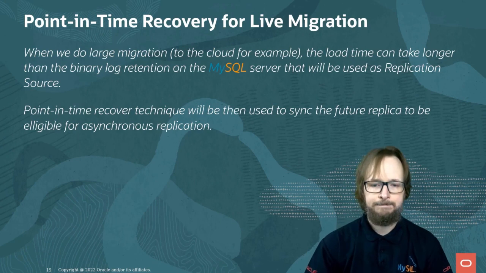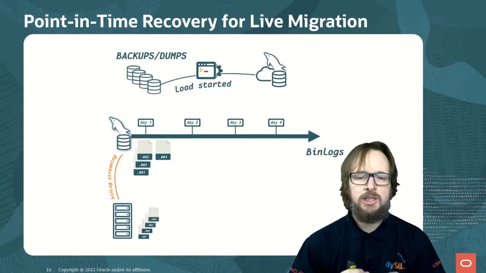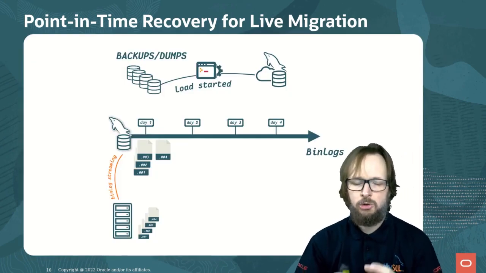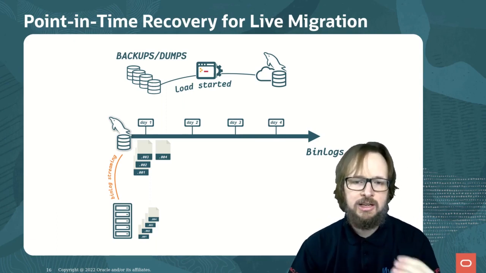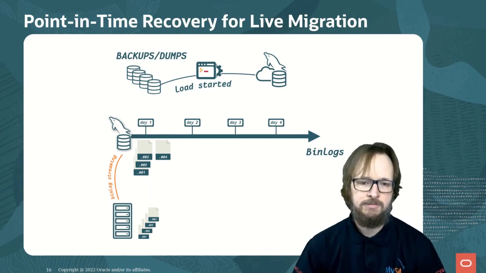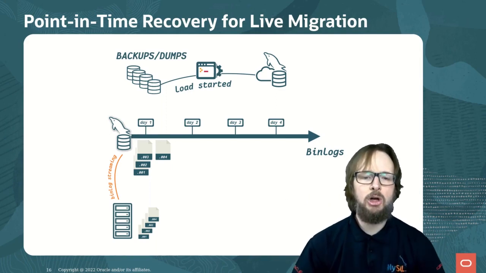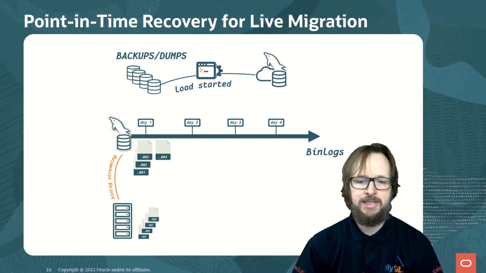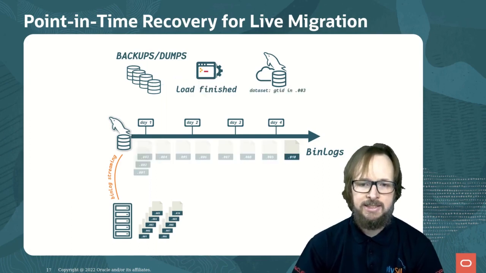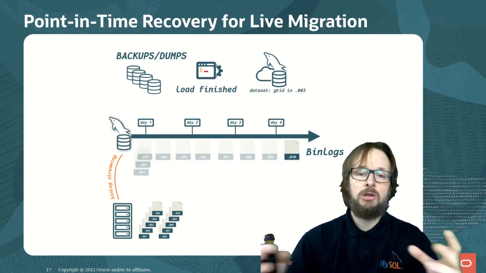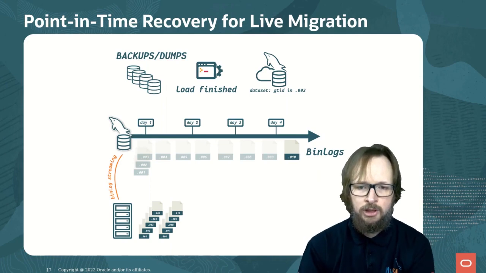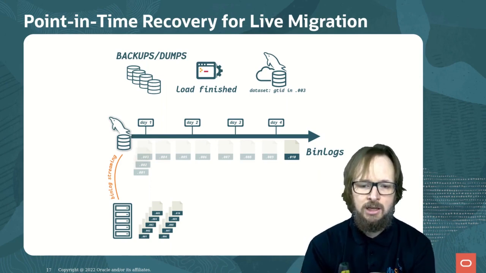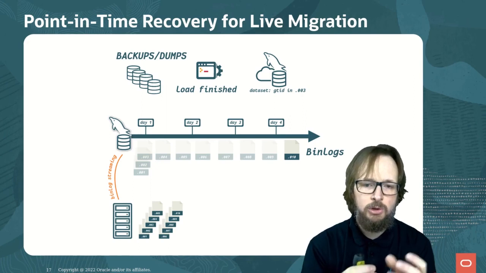So you need to do point-in-time recovery up to the time of the binary logs you have on the production system. Here on day one, we have the dump, usually a logical dump when we go to the cloud, and we start the load to the cloud instance. Meanwhile, we stream the binary logs to a safe place. Then you can see here at day 4, it took 4 days to load all that data to the cloud. When it's over, the data set was at GTID 003.